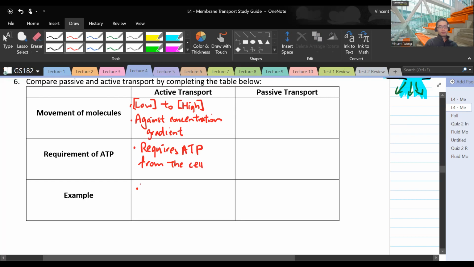We learned about several examples of active transport in the lecture recording. There is bulk transport, as well as protein pumps, such as the sodium potassium pump.